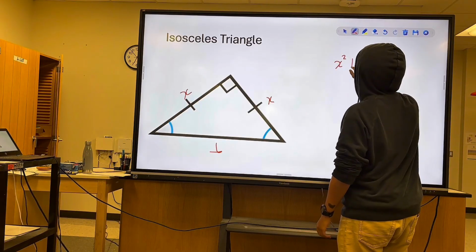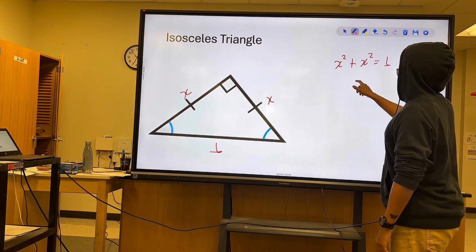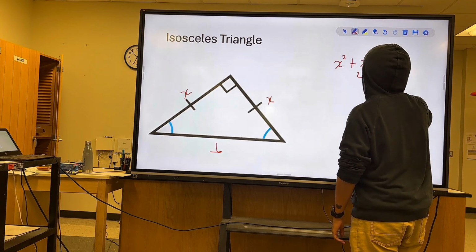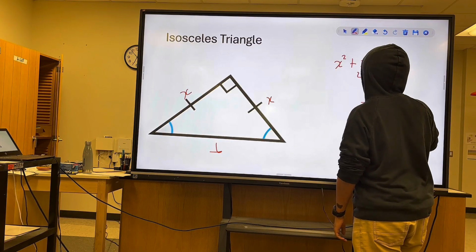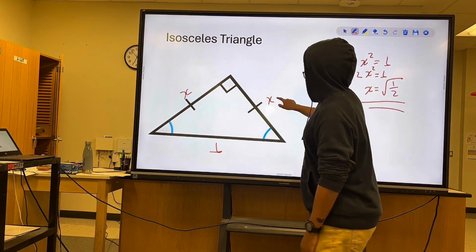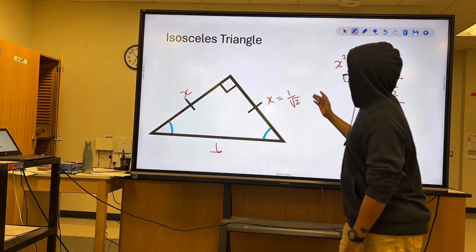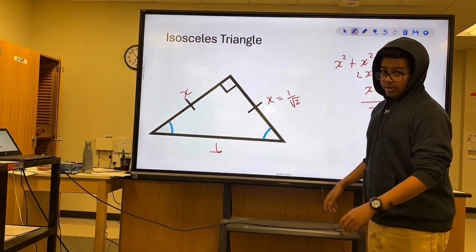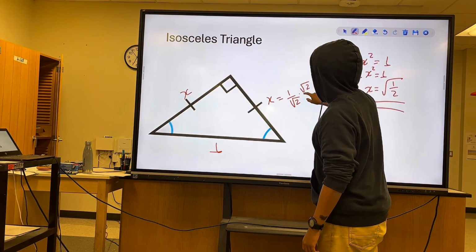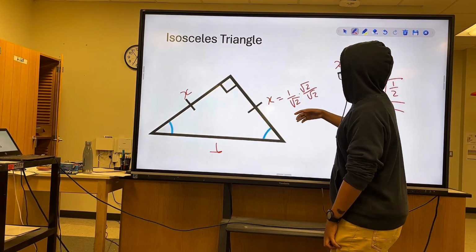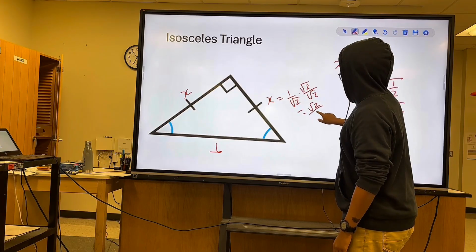So we have x squared plus x squared equals 1. That would be 2x squared equals 1, so x equals the square root of 1 over 2. So x right here is 1 over the square root of 2. We have to use rationalization so that we don't have a square root at the bottom. So that would be square root 2 over 2.